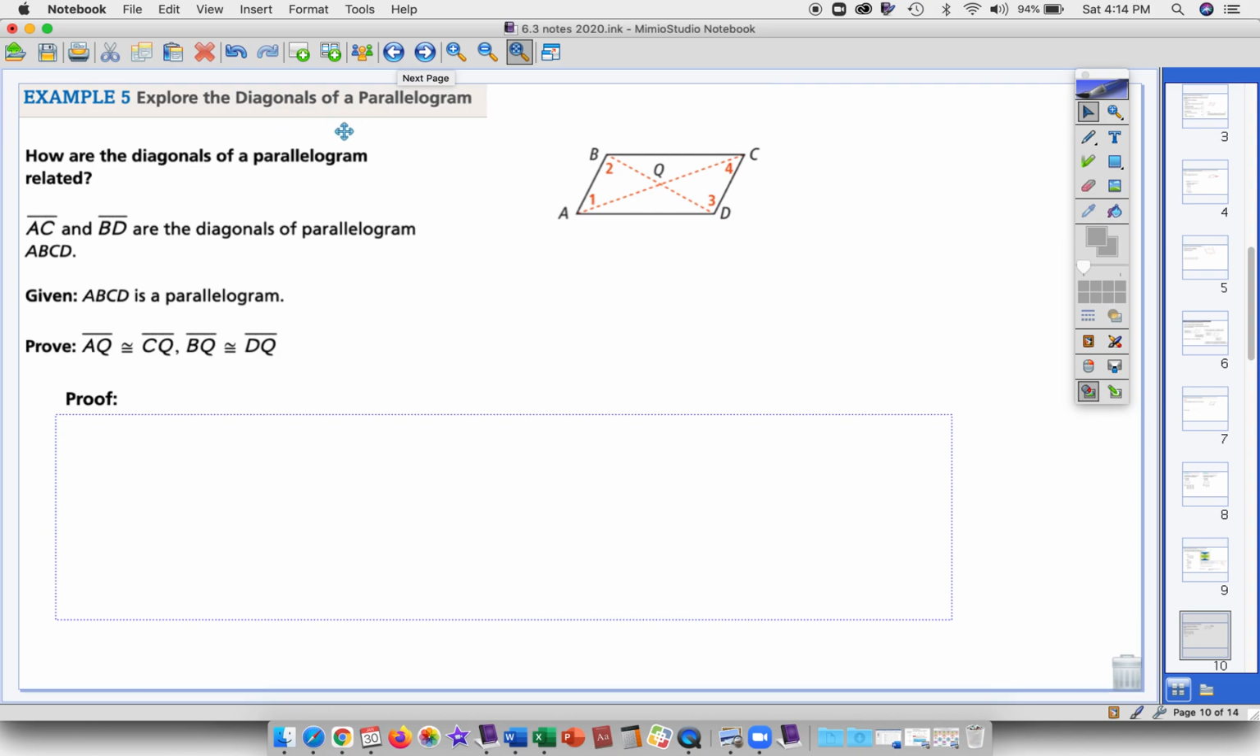Example 5, exploring the diagonals of a parallelogram. How are the diagonals of a parallelogram related? AC and BD are the two diagonals of this parallelogram. We're given that ABCD is a parallelogram, and we're asked to prove that AQ is congruent to CQ and BQ is congruent to DQ. So go ahead and pause the video. See if you can come up with a plan for a proof and write the proof out. You can do whatever style you want and then come back when you're done.